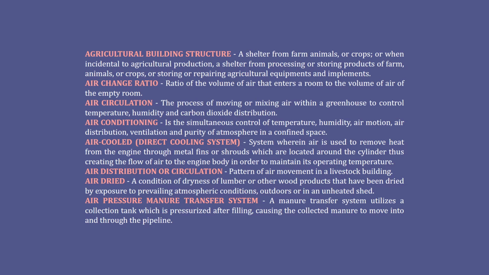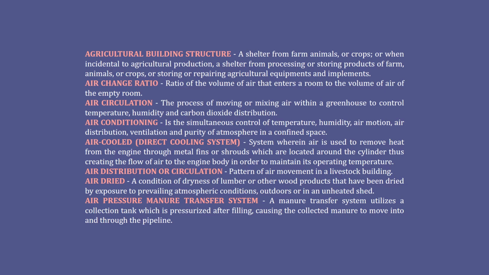Air change ratio: ratio of the volume of air that enters a room to the volume of air of the empty room. Air circulation: the process of moving or mixing air within a greenhouse to control temperature, humidity and carbon dioxide distribution. Air conditioning is the simultaneous control of temperature, humidity, air motion, air distribution, ventilation and purity of atmosphere in a confined space.